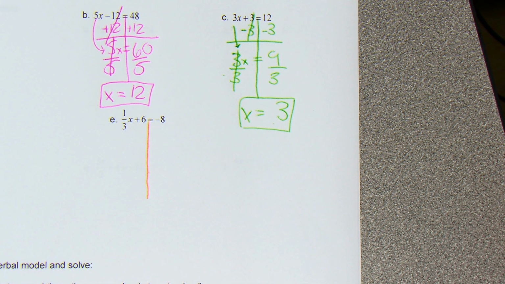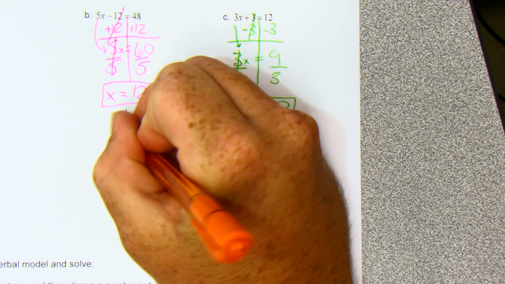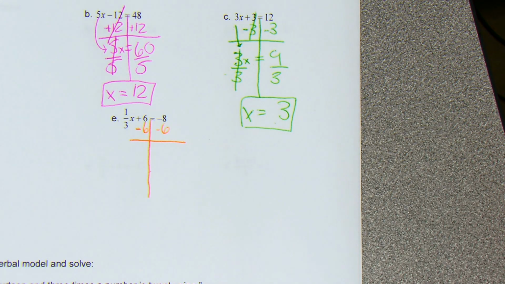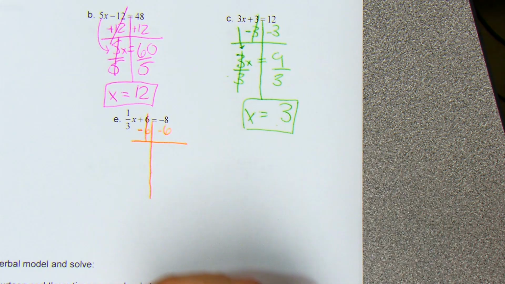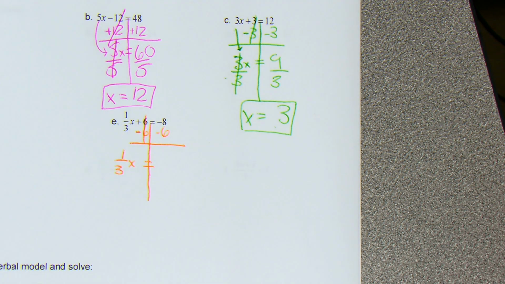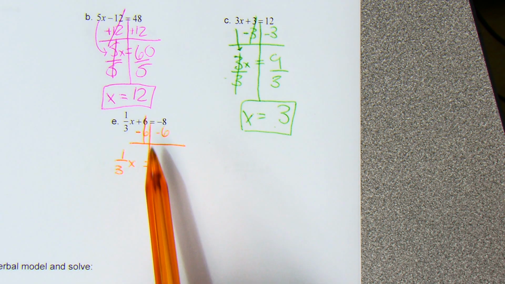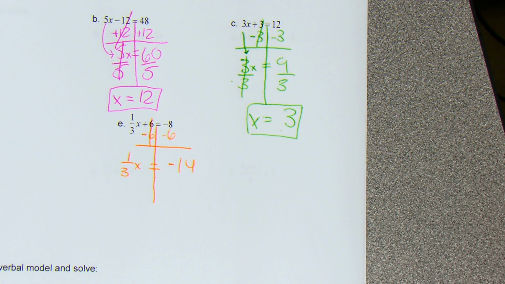Okay. So in order to move that plus 6 to the other side of the equals sign, I need to do the opposite operation. The opposite of a plus 6 would be a minus 6. So I'm going to subtract 6 on both sides of the equals sign. Okay, so I did a minus 6 on both sides of the equals sign. 6 minus 6 is 0, so I'm just left with 1/3 x in my equals sign. Okay, so 1/3 x equals, and negative 8 minus 6 is negative 14. Okay, so now I have 1/3 x equals negative 14.